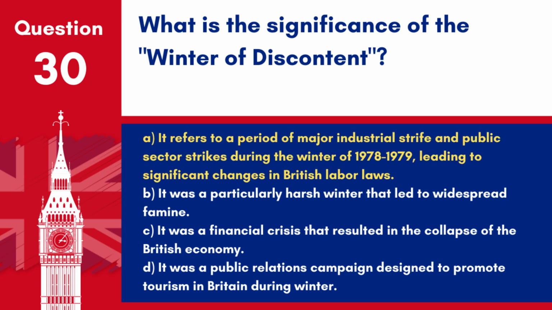Answer: A. It refers to a period of major industrial strife and public sector strikes during the winter of 1978 to 1979, leading to significant changes in British labour laws. The Winter of Discontent marked a critical moment in UK history, influencing the political landscape and leading to the election of Margaret Thatcher in 1979.